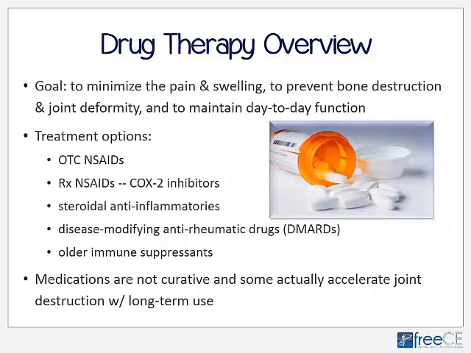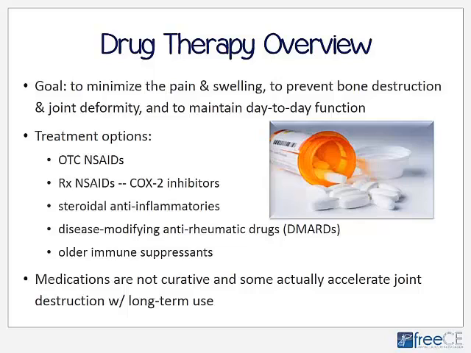The main purpose of drug therapy for RA is to minimize the pain and swelling and to prevent possible bone destruction and deformity, and obviously to minimize disability. There are dozens of meds used to treat RA, and the main groups are over-the-counter NSAIDs, prescription NSAIDs such as COX-2 inhibitors, steroidal anti-inflammatories, DMARDs, and there's also older classes of immune suppressants that are still used.